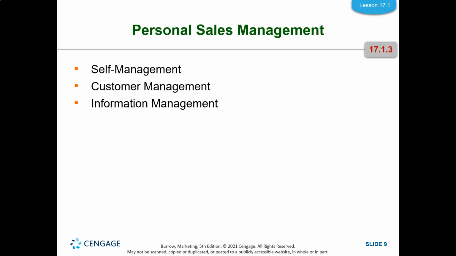Moving on to the next section, we're going to talk about personal sales management and the 3 things that are mentioned and talked about in detail on pages 474 and 475, and parts of 476: self-management, customer management, and information management.